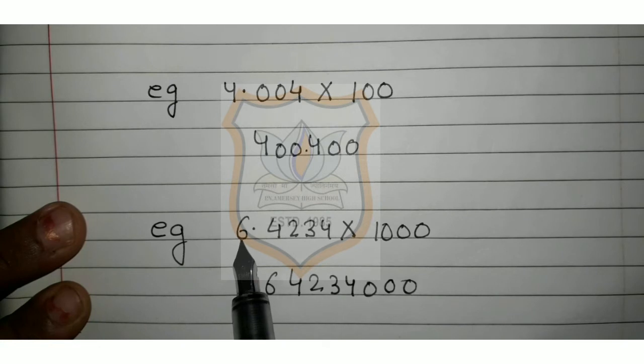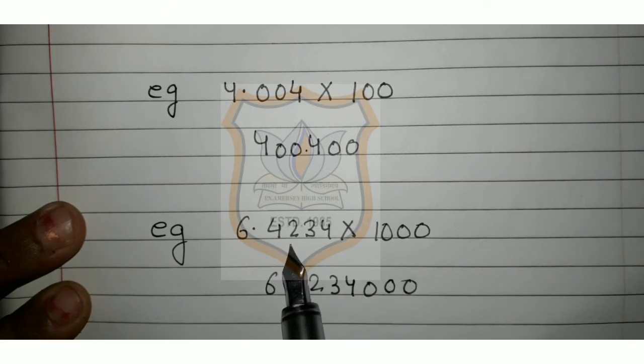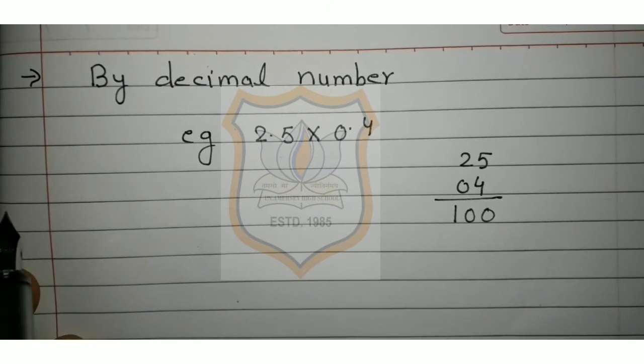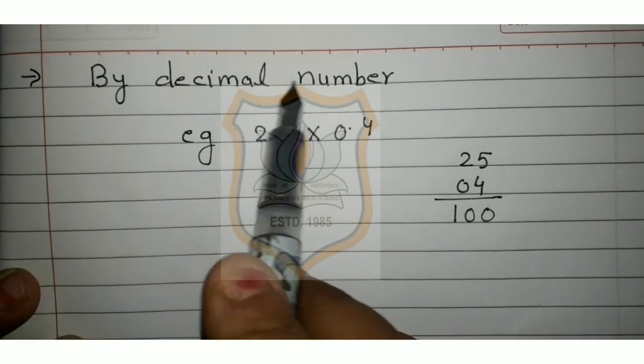I'll explain by giving one more example. Suppose we have to multiply 6.4234 into 1000. Simply multiply the digits by 1000. Our answer will be 6423400. Now count the digits to where the decimal is. 1, 2, 3, 4. The decimal is after 4 digits. So we will put the decimal after 4 digits starting from the unit place. So 1, 2, 3 and 4, and here the decimal will come. So our answer will be 6423.4000.